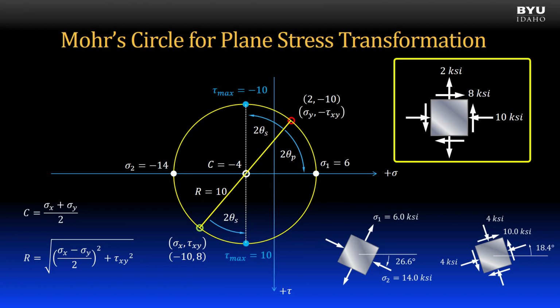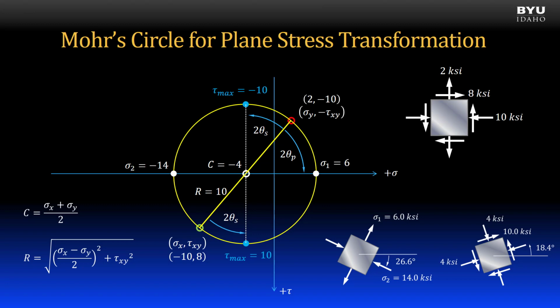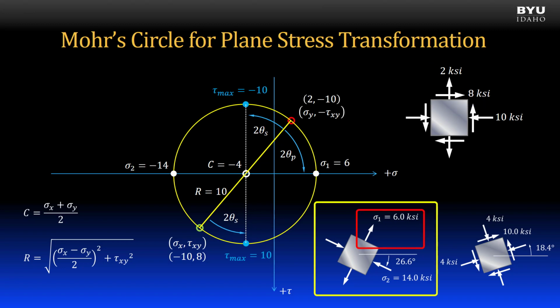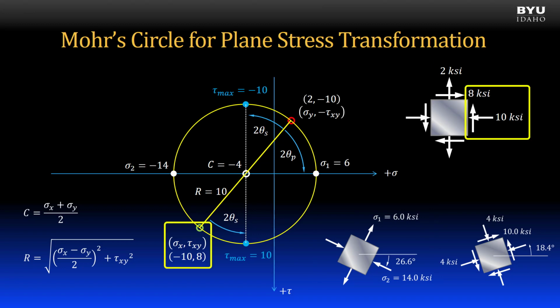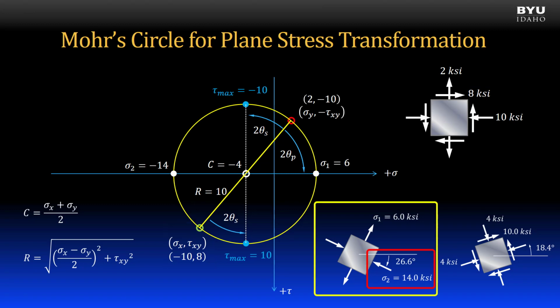Here's Mohr's circle for the stress element used in the previous examples. The stresses on the x and y faces of the element are plotted. The center of the circle is the average normal stress. We can see that when the point representing the y face is rotated in the clockwise direction, it transforms to the first principal stress, as shown in the stress element. Likewise, the point representing the x face is rotated and transforms to the second principal stress, also shown on the element.